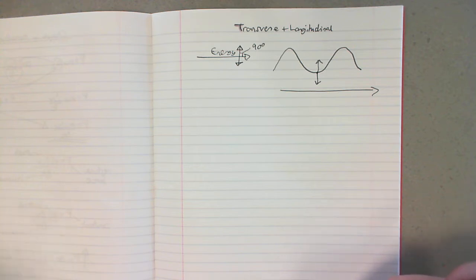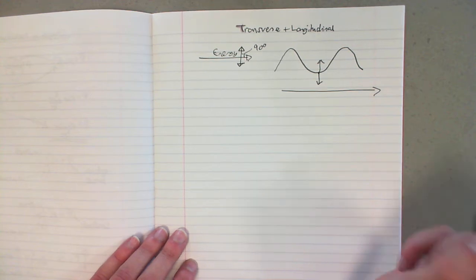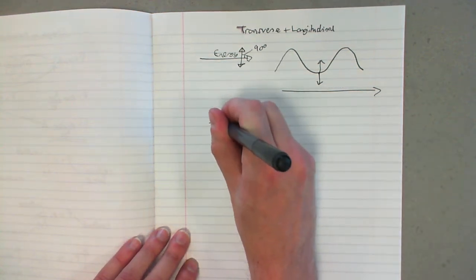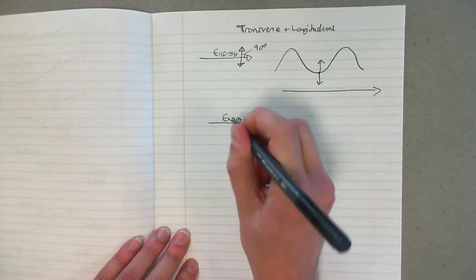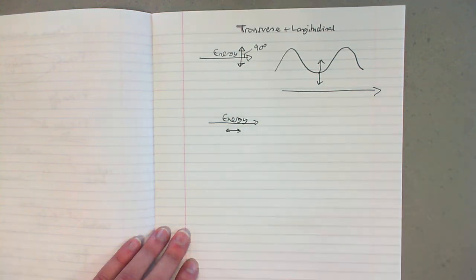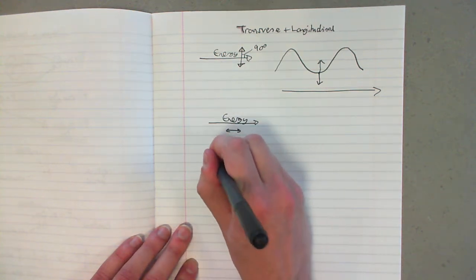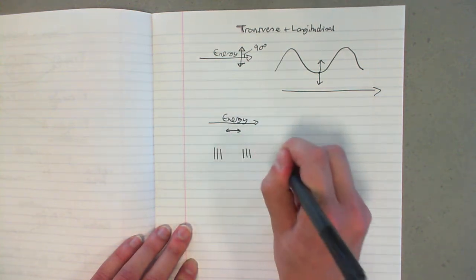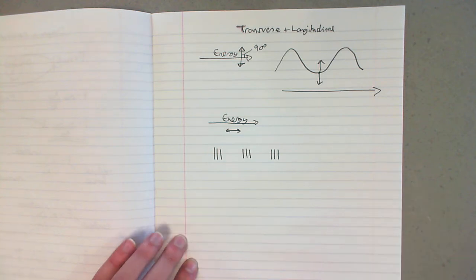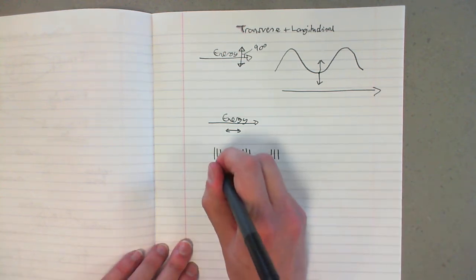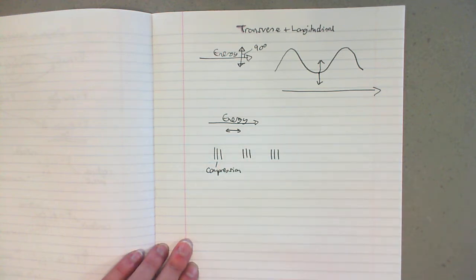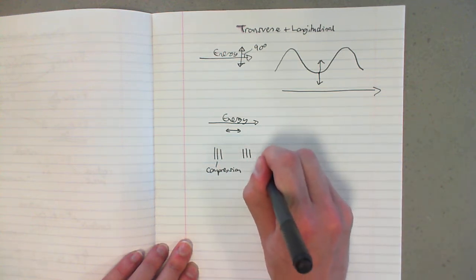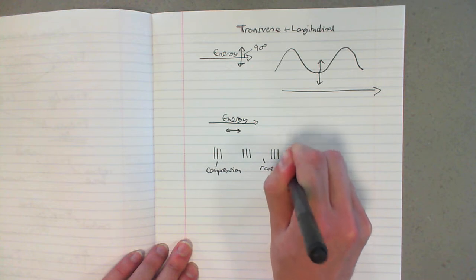A longitudinal wave is parallel to the energy transfer. So if the energy transfer is going left to right again, the oscillations are going to be left and right, parallel. And a longitudinal wave is represented with areas of compressions and rarefactions. So we've got compression, where the particles are close together, and we've got areas of rarefaction, where they're far apart.